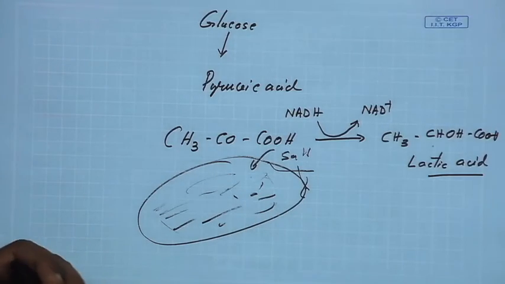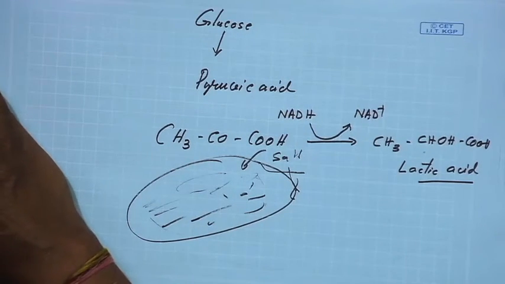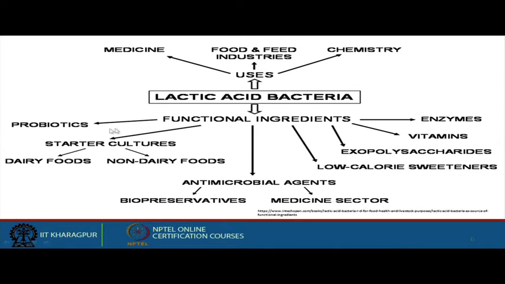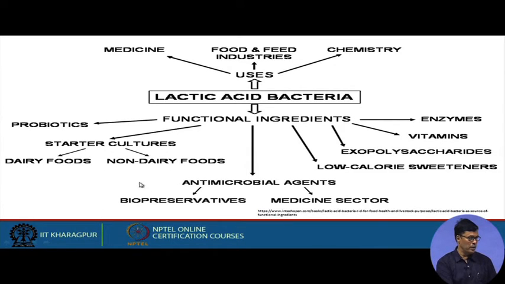This is largely used in the food and feed industries. And in chemistry also, it is quite important. It is used as a probiotic. Nowadays, a lot of pharmaceutical industries market probiotics as a medicinal aid, because this is the good bacteria that is required for our digestive tract. So they produce this bacteria and market it in the form of tablets. And it is used as a starter culture for dairy foods and non-dairy foods.